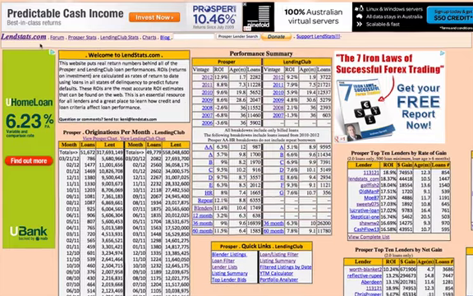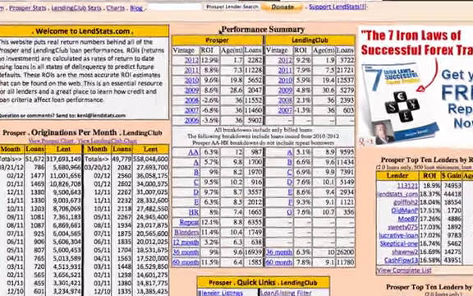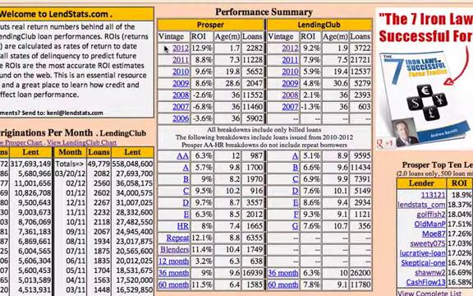So the first thing I like to look at is the performance summary. This basically provides a breakdown by year and by credit grade of all the loans in the history of Prosper and Lending Club. And keep in mind, Ken has his own proprietary ROI calculation method, and it takes into account late loans. I'm going to talk about that a little bit more when we go over to the Prosper and Lending Club data. But basically, it's providing an estimated ROI on all the loans.